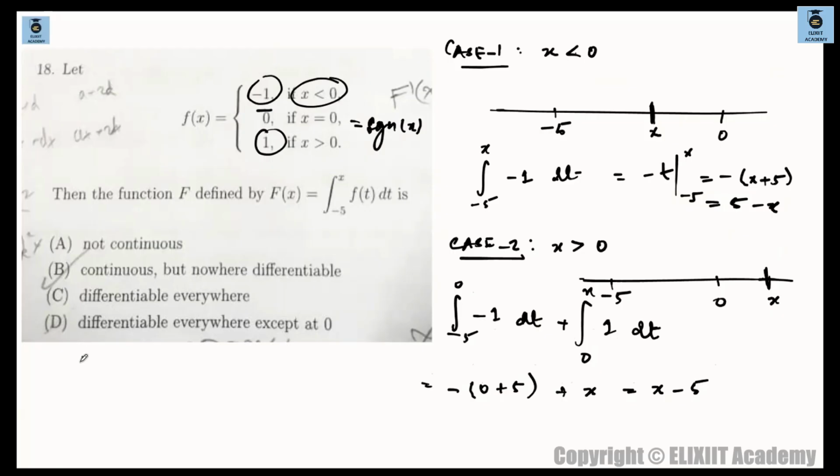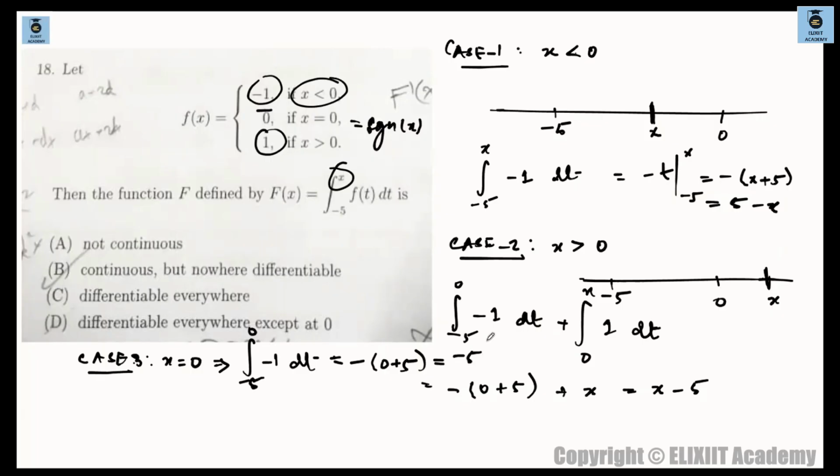Okay. And case 3, the last case, is where you can take x to be 0. If x is 0, then directly this integral will become -5 to 0, -1 dt, because you're taking x to be 0. So -5 to 0 and minus of 1 dt, because -5 to 0 means the region is still less than 1. So -1 dt, which is minus of 0 plus 5, which is -5. This is -5. So we have three things over here.